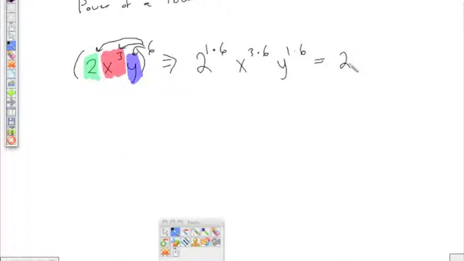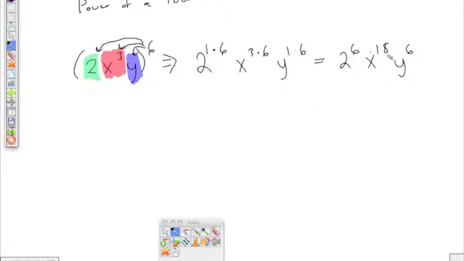So it's 2 to what power? What's 1 times 6? 1 times 6 is 6. So 2 to the 6th, x to the 9. 3 times 6 is 18. And then the y is 1 times 6 again, which is 6.